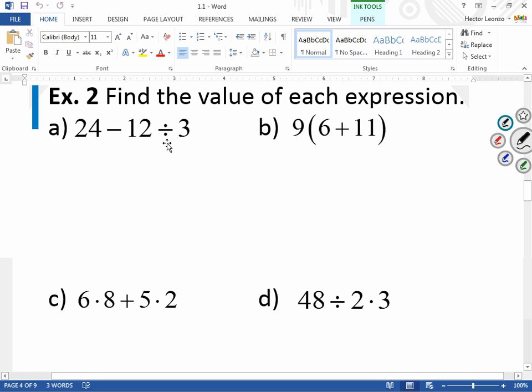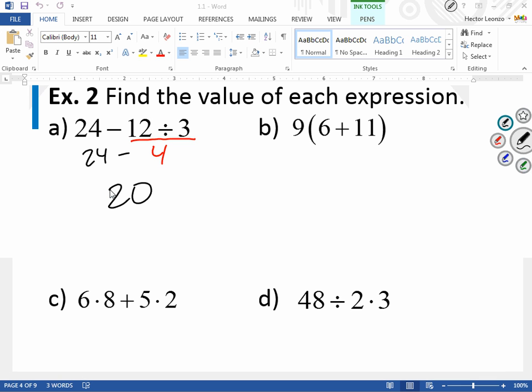Then I think of multiplication and division. In this case, I have a division, 12 divided by 3. I know that is 4. Notice I'm ignoring the minus at the beginning, so I'm just looking at 12 divided by 3. That's 4. So now let me copy the rest: 24 minus 4. And we just have a subtraction, 24 minus 4. That's going to give us 20.